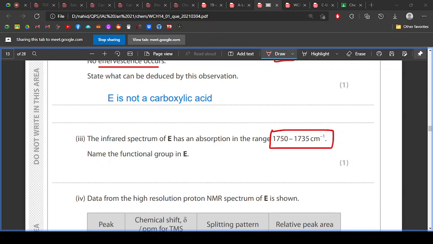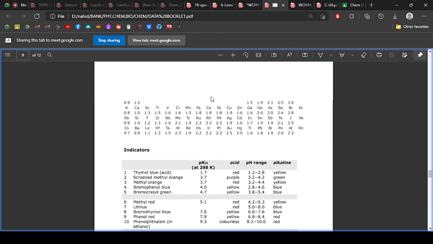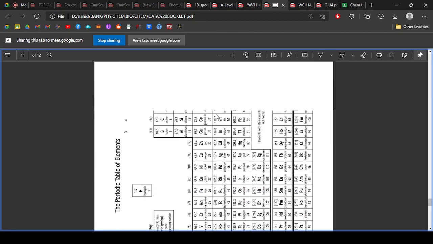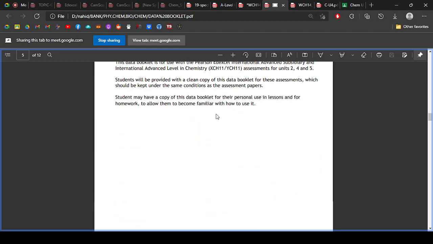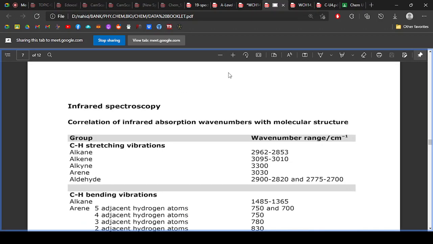Let me open that, one minute. I think the data booklet is given in the Google Classroom. So if you feel like you want to go through that, it's there. I think I uploaded it in Google Classroom. So they were talking about infrared spectroscopy, right? Infrared absorption. There is a specific section in the data booklet for infrared spectroscopy values. Here, you can see, these are all infrared.